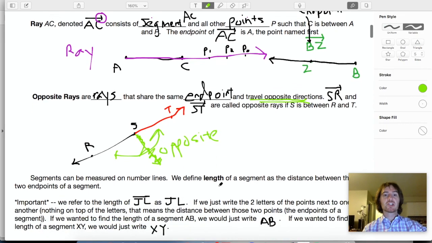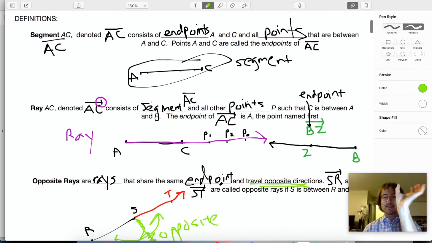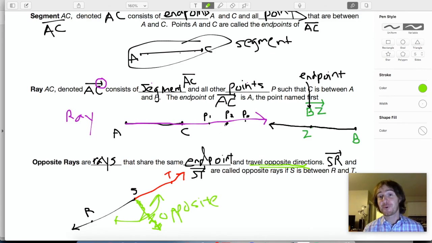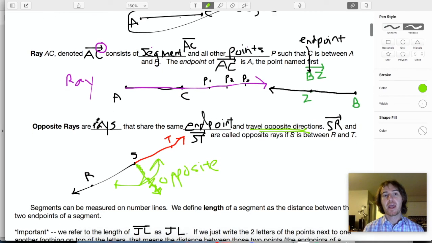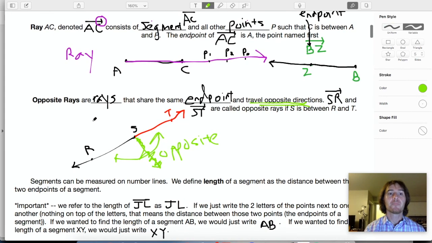Okay, so quick status check here. We got our definitions down. Starting up here, segment: two endpoints, all points in between. A ray is a segment, and then all points on one side of that other point that's not the endpoint of the ray. It's kind of confusing how a ray is defined, but this is the best way your book can define it for you in words, and then I drew it out for you here. Remember, the first letter mentioned in a ray is the endpoint of the ray, and the other point is just another point on the ray. It just shows you which direction the actual ray gets drawn. Finally, opposite rays: collinear, share the same endpoint, but they're going in opposite directions.